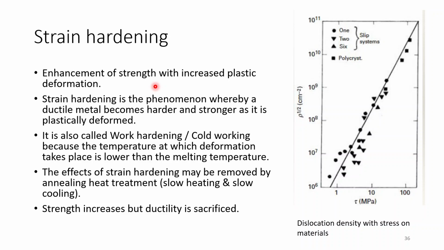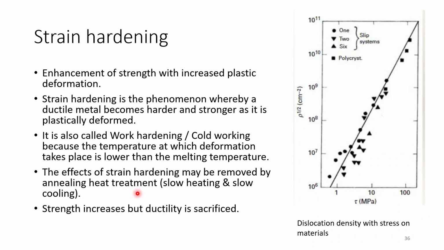Okay, so strain hardening is a phenomenon whereby a ductile metal becomes harder and stronger as it is plastically deformed. It is also called work hardening or cold working, because the temperature at which deformation takes place is lower compared to the melting temperature, and the effects of strain hardening may be removed by annealing heat treatment.